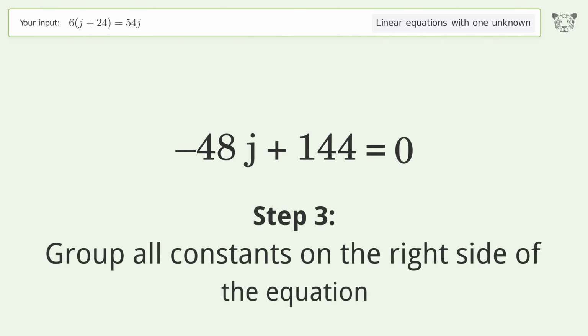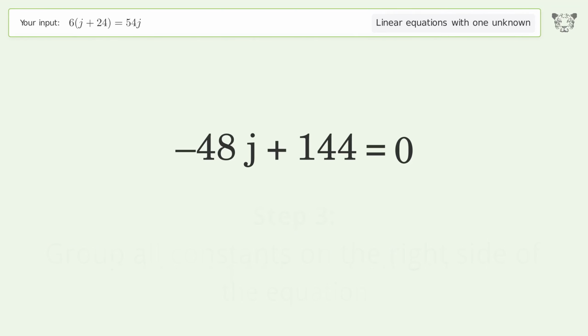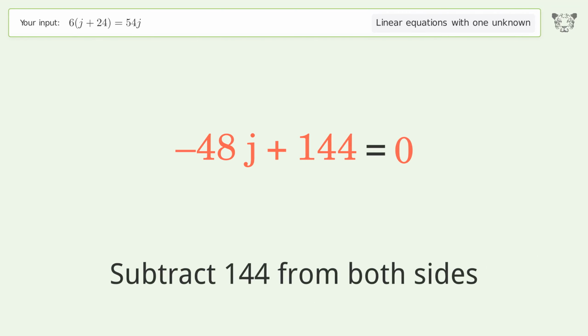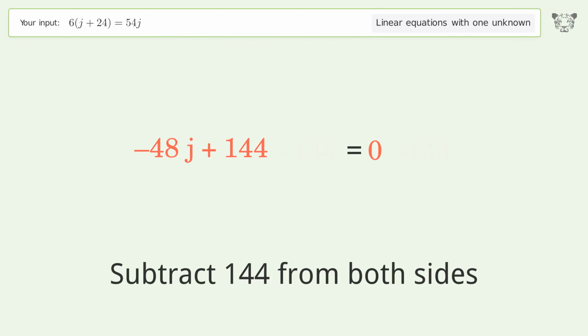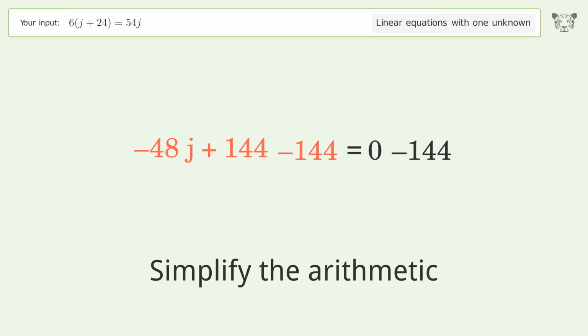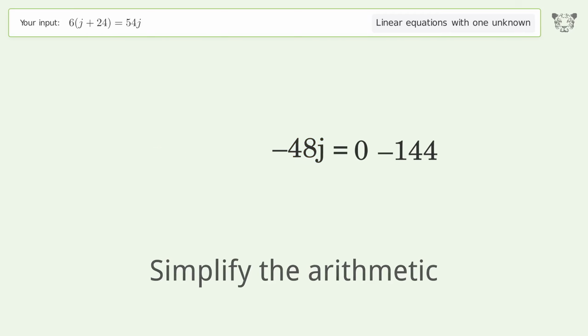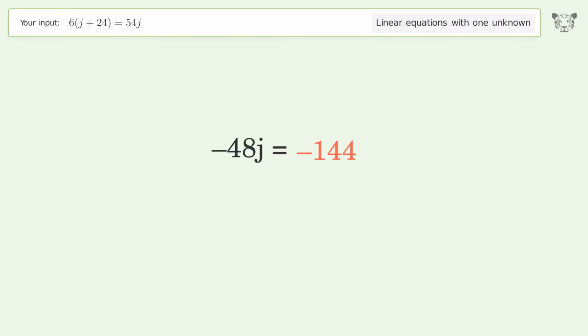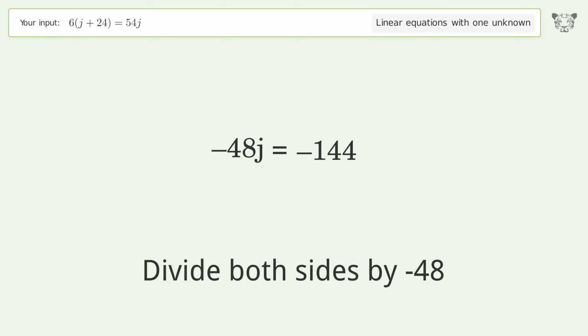Group all constants on the right side of the equation. Subtract 144 from both sides. Simplify the arithmetic. Isolate the j. Divide both sides by -48.